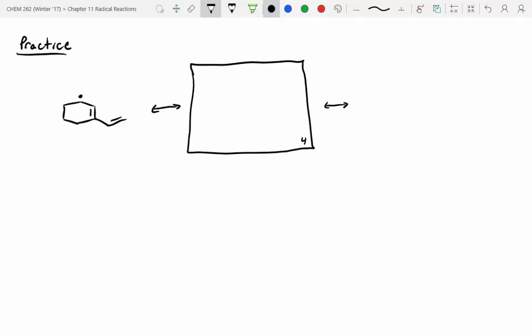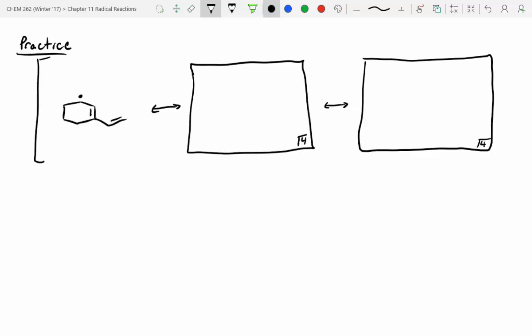So we'll make these worth 4 points each. And try to do all of your resonance structures with those single-headed arrows. So only move single electrons. Don't move entire pi bonds.